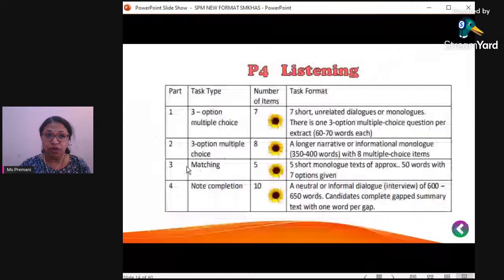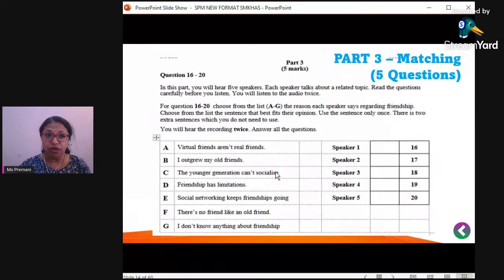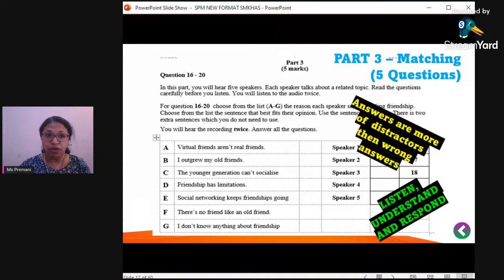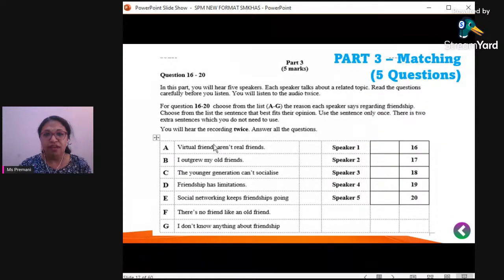Okay, next. Part 3. It's matching. 5 questions. Okay, let us see how it looks like. Each text about 50 words. So there are altogether 5 tags. There'll be something like a description. This is monologue, not dialogue. Part 1, part 2, dialogue. Part 3 is monologue, one person talking.